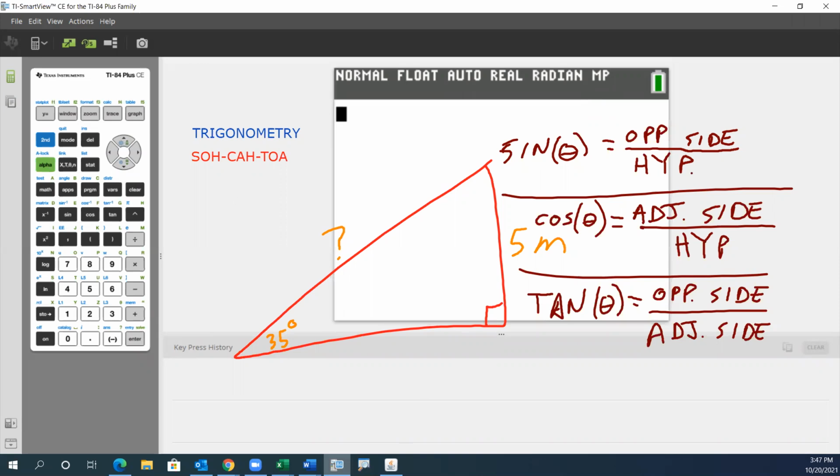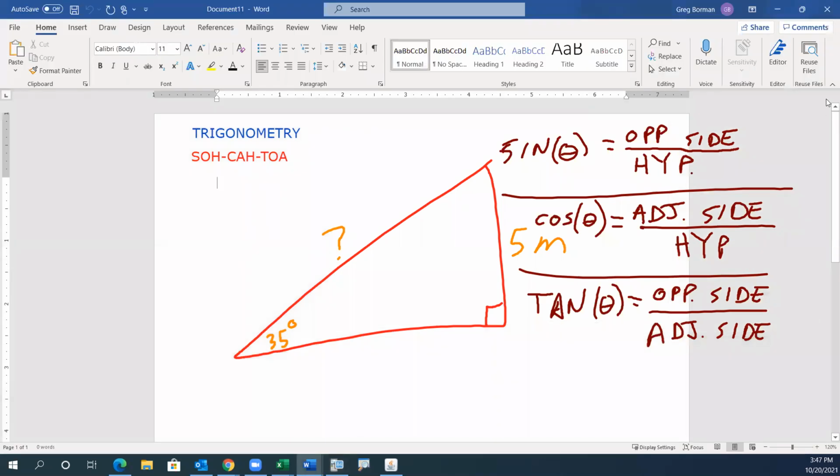Oh, wait a minute. I don't need the calculator yet. I need to write some stuff down. So the sine function says that sine of the angle, that symbol always means angle. You always plug angles into these. So sine of 35 degrees is equal to the length of the opposite side, which is 5, divided by the length of the hypotenuse, which is what we're looking for.